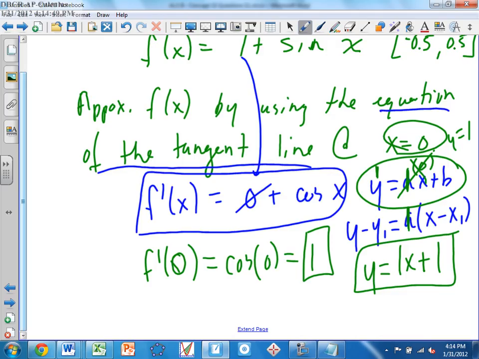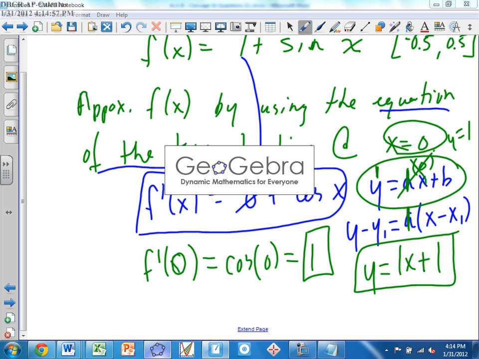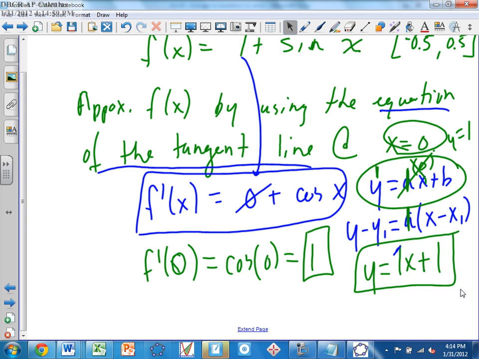It's just a line with a y-intercept of 1. So if we're to graph this, it's 1x. That's a 1x plus 1. I know I don't have to put the 1. I put it there to denote it because we got 1 for a slope. I wanted to make sure we know that was the slope. So the equation is y equals x plus 1.